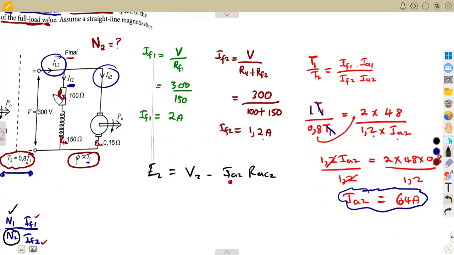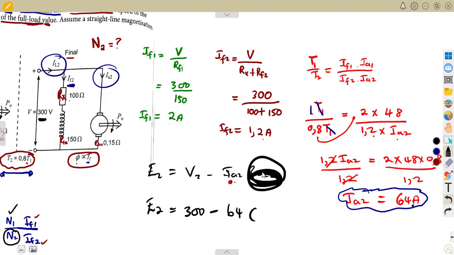Remember what you are considering. It's of the final circuit, the final consideration, the final condition. So E2, the generated EMF, was going to be V2, which is 300 volts, minus the armature current, which is the one that we just calculated, 64, times everything which is part of the armature circuit. This time there's only that armature resistance of 0,15. We do not have anything in series like what we had in the previous case where a resistor was connected in series, where you have to add that one. There is just that armature resistance.